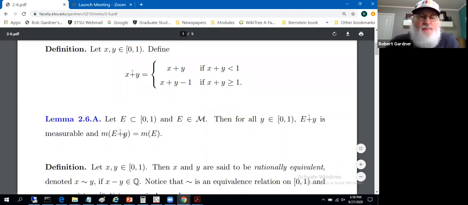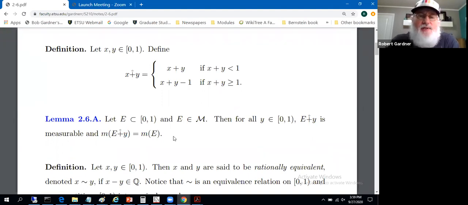Okay, we need a preliminary lemma, and that is if we take any subset E of the interval 0, 1 which is measurable, then for any y in the interval 0, 1, E circle plus y is measurable, and the measure of E circle plus y equals the measure of E. So what we're showing here is that measure is circle plus invariant on measurable subsets of the interval 0, 1.